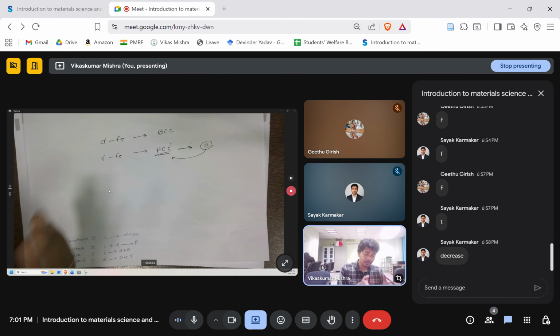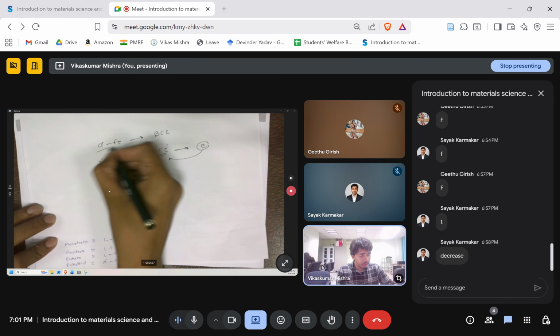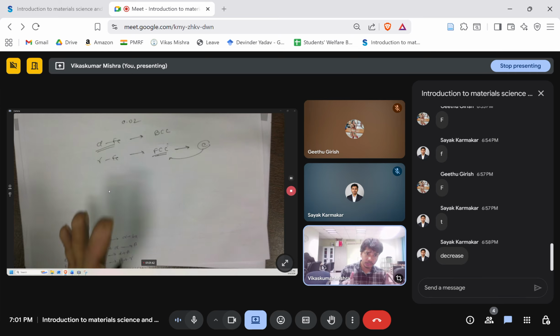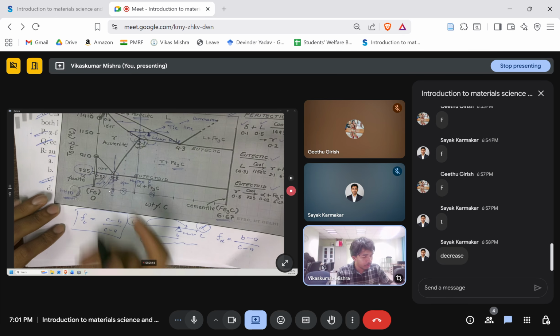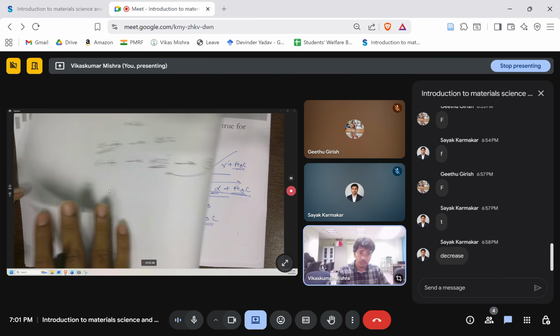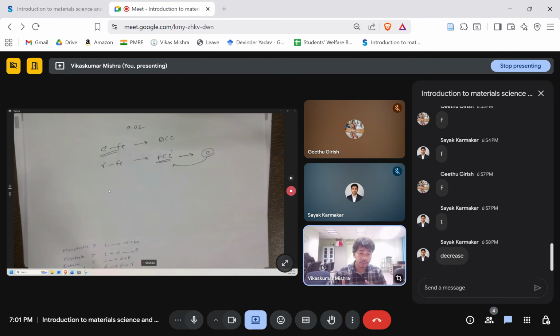Why is the alpha ferrite not able to take more than 0.02? The reason is simple. It is not able to take more than that because thermodynamics is not allowing it. Thermodynamics says that if the stress or the strain is more, and it is not thermodynamically stable, then it will not be able to take it.